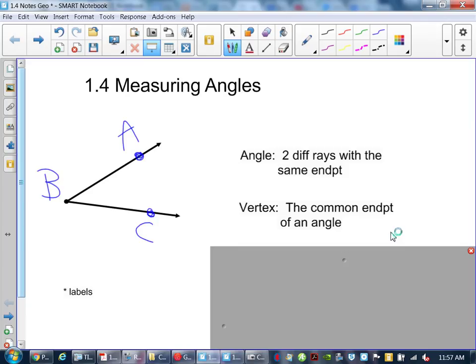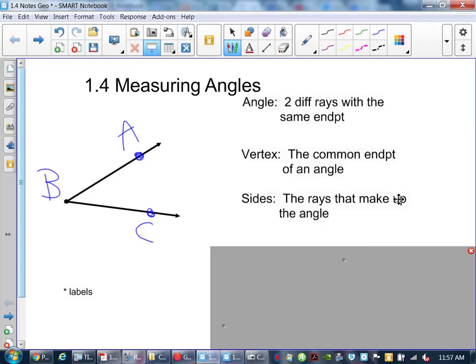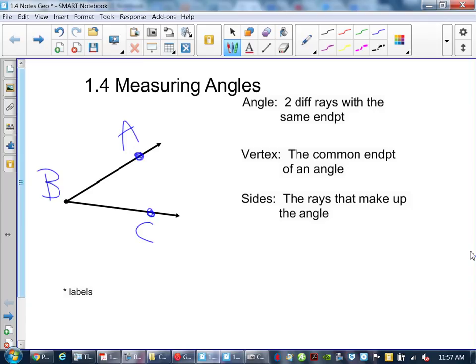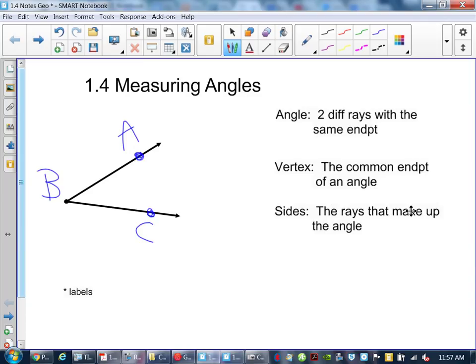I know a lot of you guys know this, but come on. The rays meet at the vertex. And then the last little bit here, I think I talked about the sides. Honestly, the sides don't come up too often, but the sides of an angle are just the rays that create it. I wouldn't really worry too much about that definition, to be honest with you.